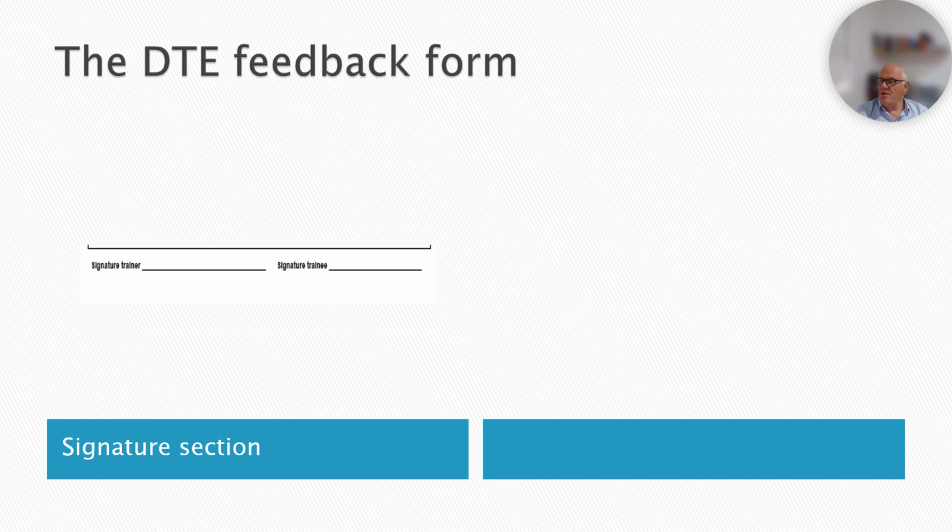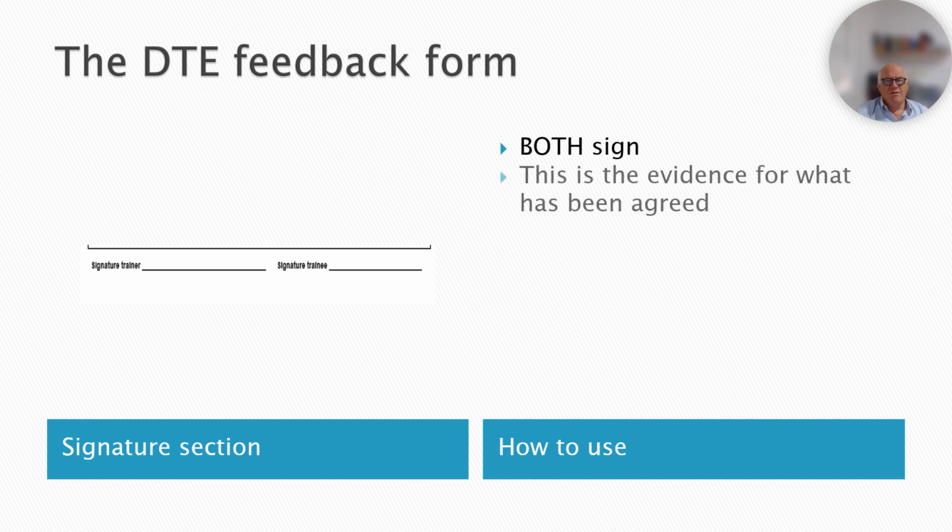Now, a really, really important section at the end is the signatures. You both must sign, okay? Both sign. This is forming a bit of an agreement. Now, if you go on to do audit, this is a very, very important thing. So both sign. This is evidence of what's been agreed. It might be needed later.